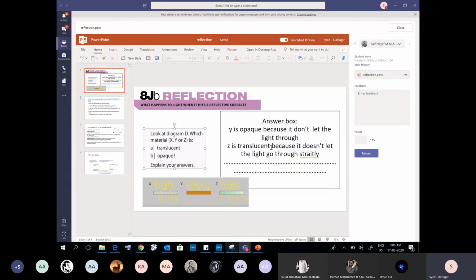Which one is translucent? He said Z is translucent because it doesn't let the light go through straightly. I think he means the light rays, they're not straight, they actually disperse or they're bent. Okay, so I get what he means, but I don't think this is a word, my friend. That's not how you spell it, at least.